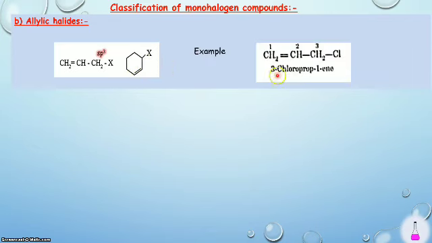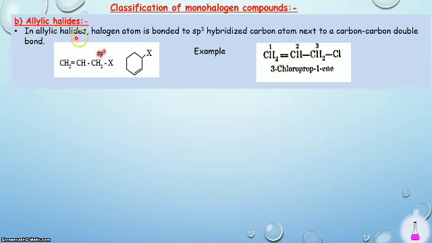Here is the example of 3-chloro-prop-1-ene in which chlorine is bonded to sp3 hybridized carbon atom, which is next to the carbon-carbon double bond. So in allylic halides, halogen atom is bonded to sp3 hybridized carbon atom next to a carbon-carbon double bond.